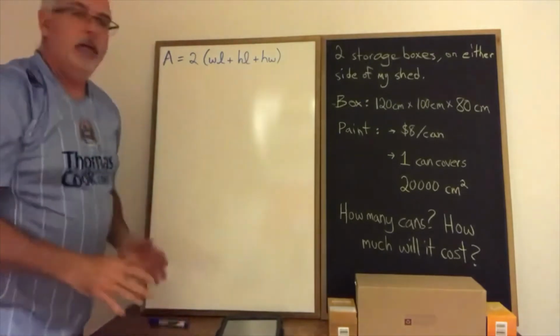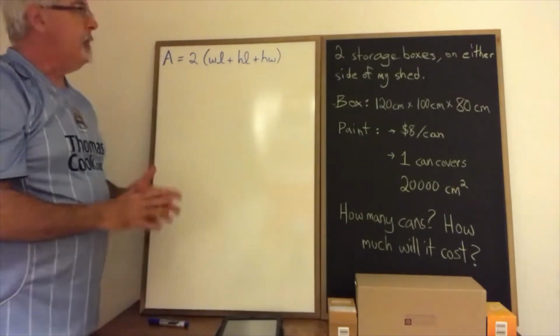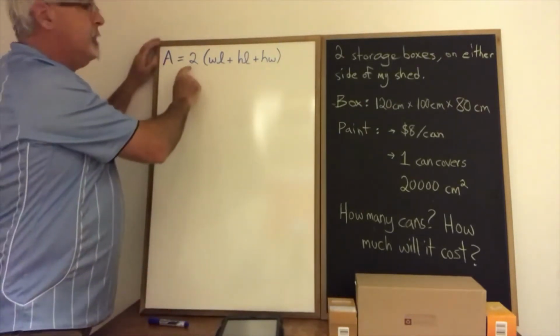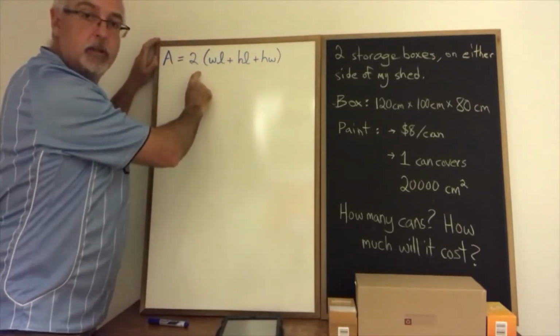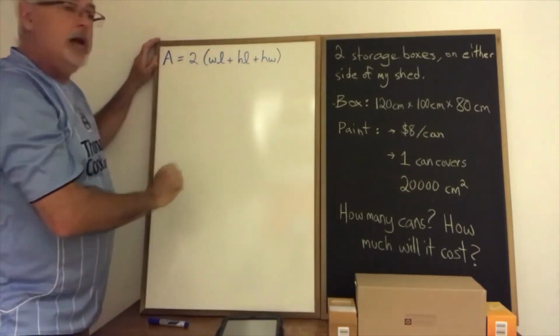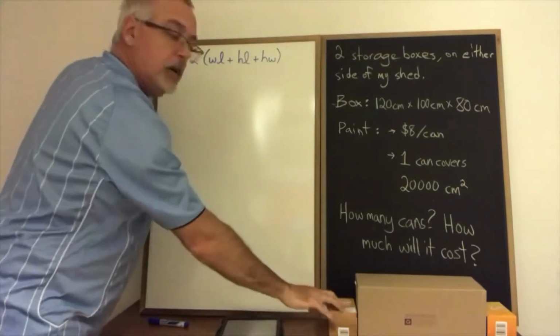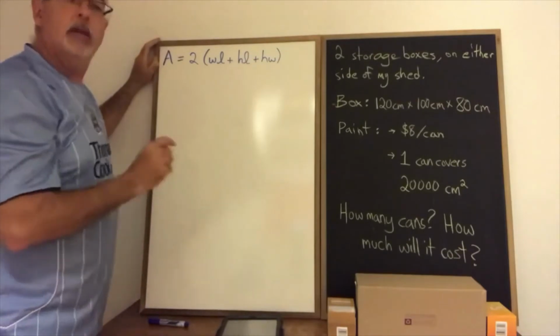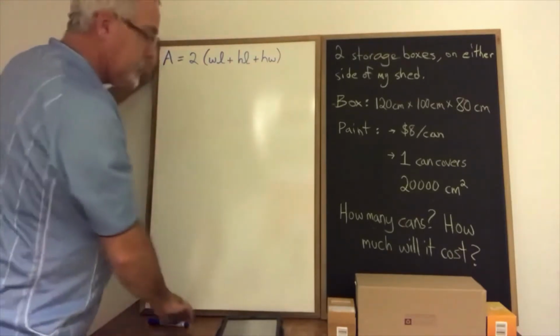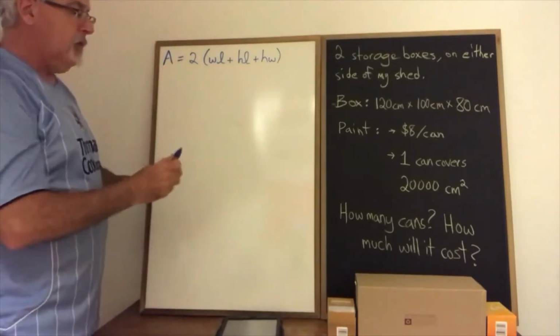So there's more than one way of doing this, but the way I'm going to show it is to use the total area of a rectangular prism formula, which I have here. But once we get the total area, we're going to have to subtract the areas of the sides of the boxes that we don't want to paint. So there's an extra step in there. Let's do the area formula.